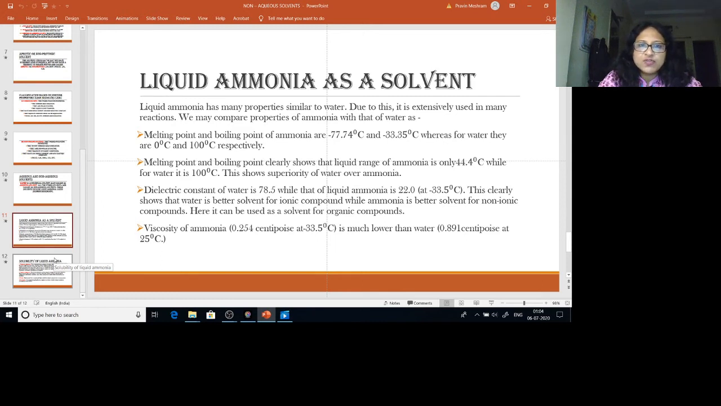The dielectric constant of water is 78.5, while that of ammonia is 22 at minus 33.5 degrees centigrade. This clearly shows that water is a better solvent for ionic compounds while ammonia is a better solvent for non-ionic compounds. Hence, it can be used as a solvent for organic compounds. Then last, the viscosity of ammonia is 0.254 centipoise at minus 33.5 degrees centigrade. It is much lower than that of water, which is 0.891 centipoise at 25 degrees centigrade.